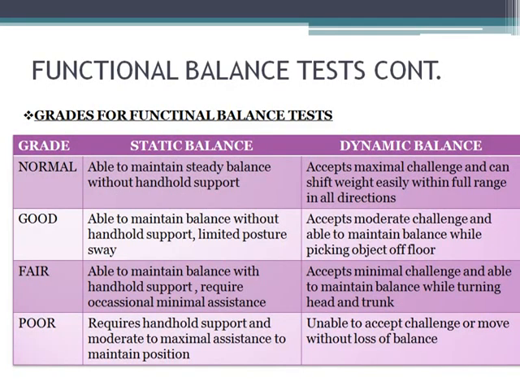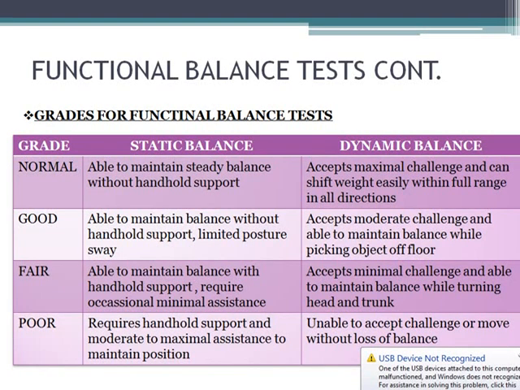Now these are the gradings for the functional balance test. There are four grades: normal, good, fair and poor, and we divide them into static and dynamic balance. Both are different things. In static balance, if the patient is able to maintain steady balance without handhold support, we grade that as normal. Able to maintain balance without handhold support with only limited postural sway is good. Able to maintain balance with handhold support and requiring occasional minimal support is fair. Requiring handhold support and moderate to maximal assistance to maintain position is poor.